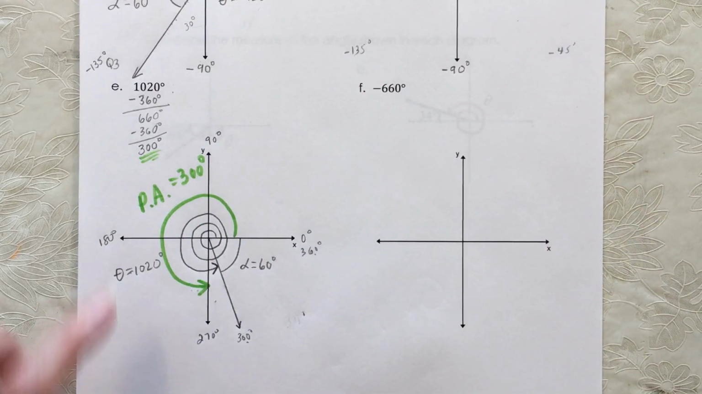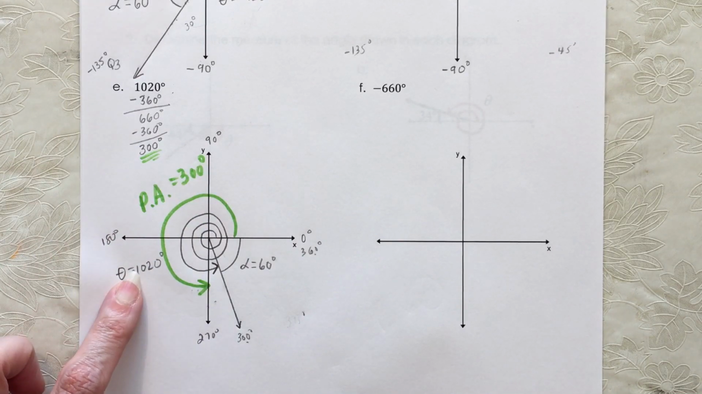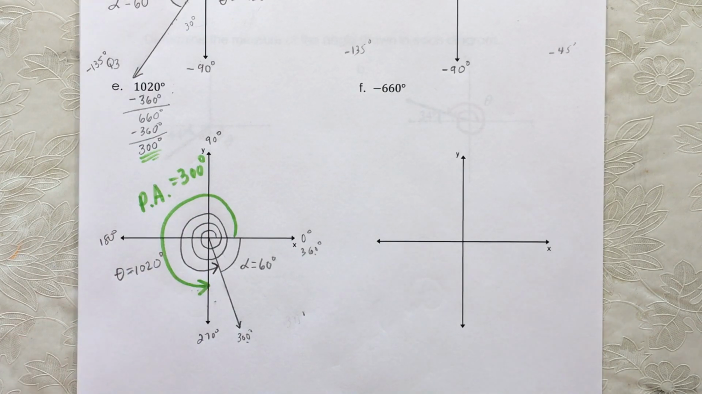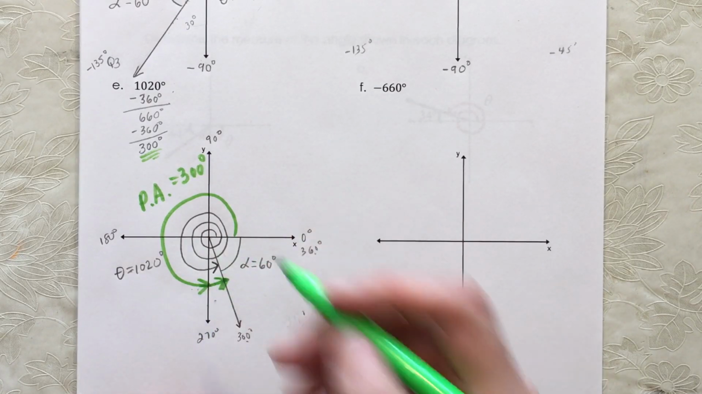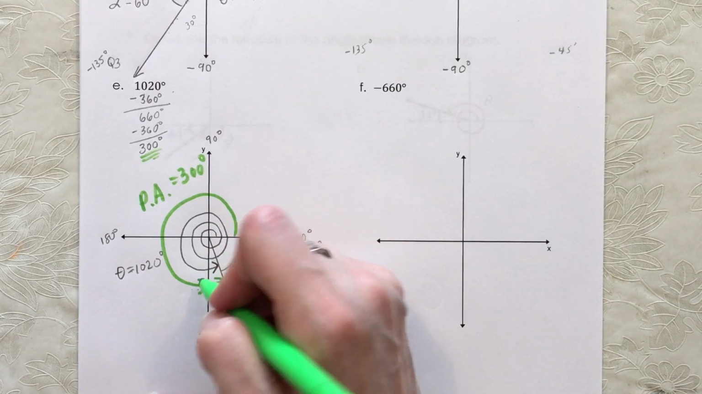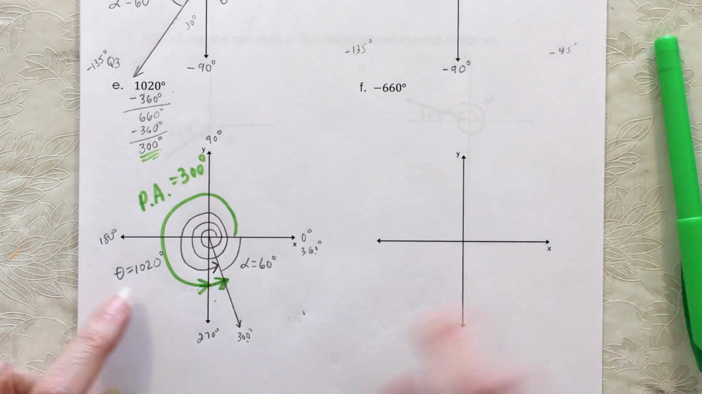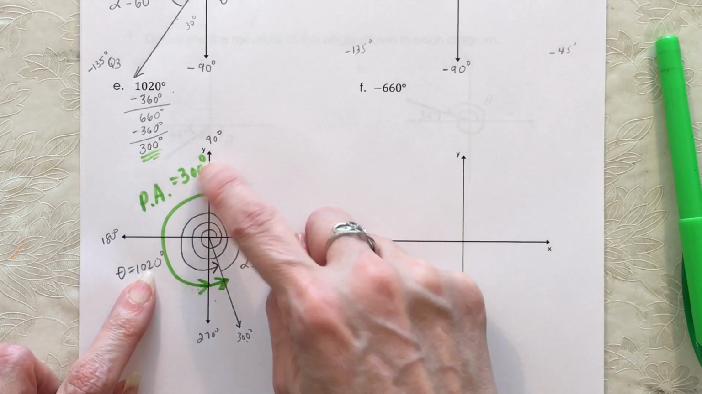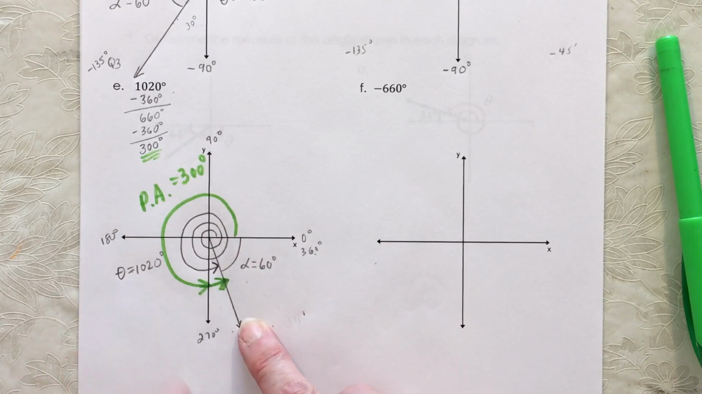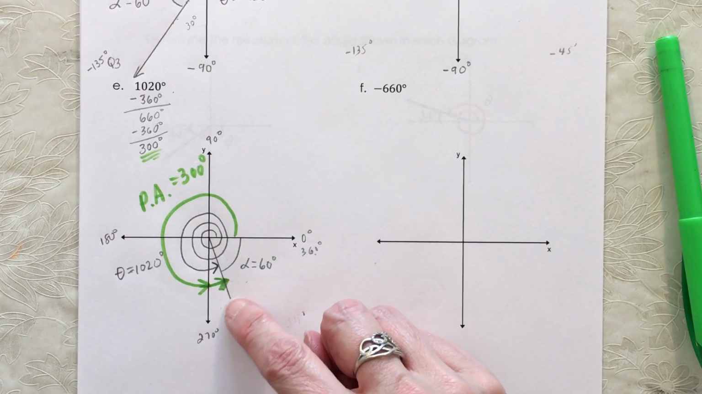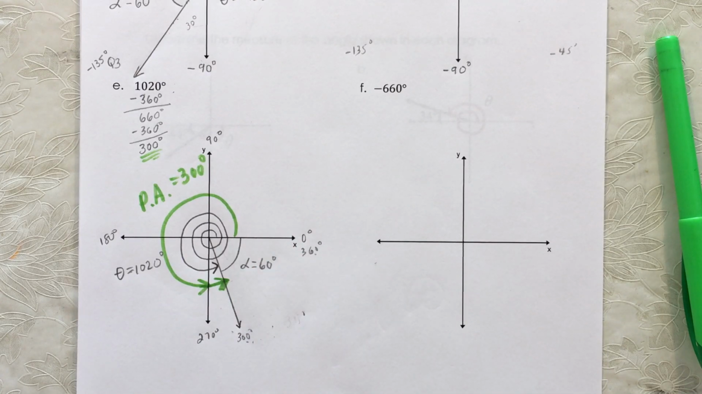So again, we would say that 300 degrees and 1020 degrees are, oh, sorry, my bad. This should have gone all the way to here. So, sorry, 1020 degrees and 300 degrees have the same terminal arm. They would both be in quadrant 4, closer to the y-axis, 60 degrees away from the x-axis.